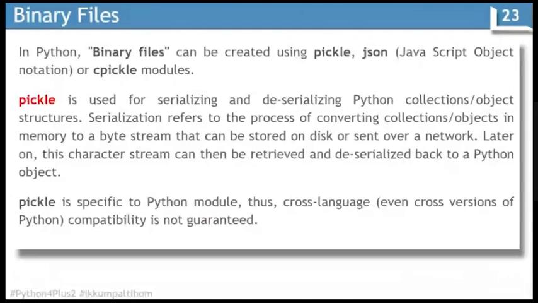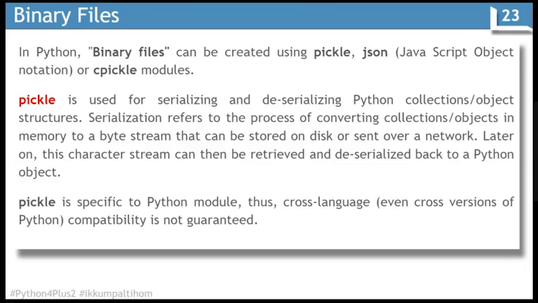In Python, binary files can be created using pickle, JSON, or cPickle. JSON is nothing but JavaScript Object Notation. Pickle is used for serializing or deserializing Python collection object structures. Serialization refers to the process of converting collection objects in memory to a byte stream that can be stored on disk or sent over a network. Later on, this byte stream can then be retrieved and deserialized back to a Python object.